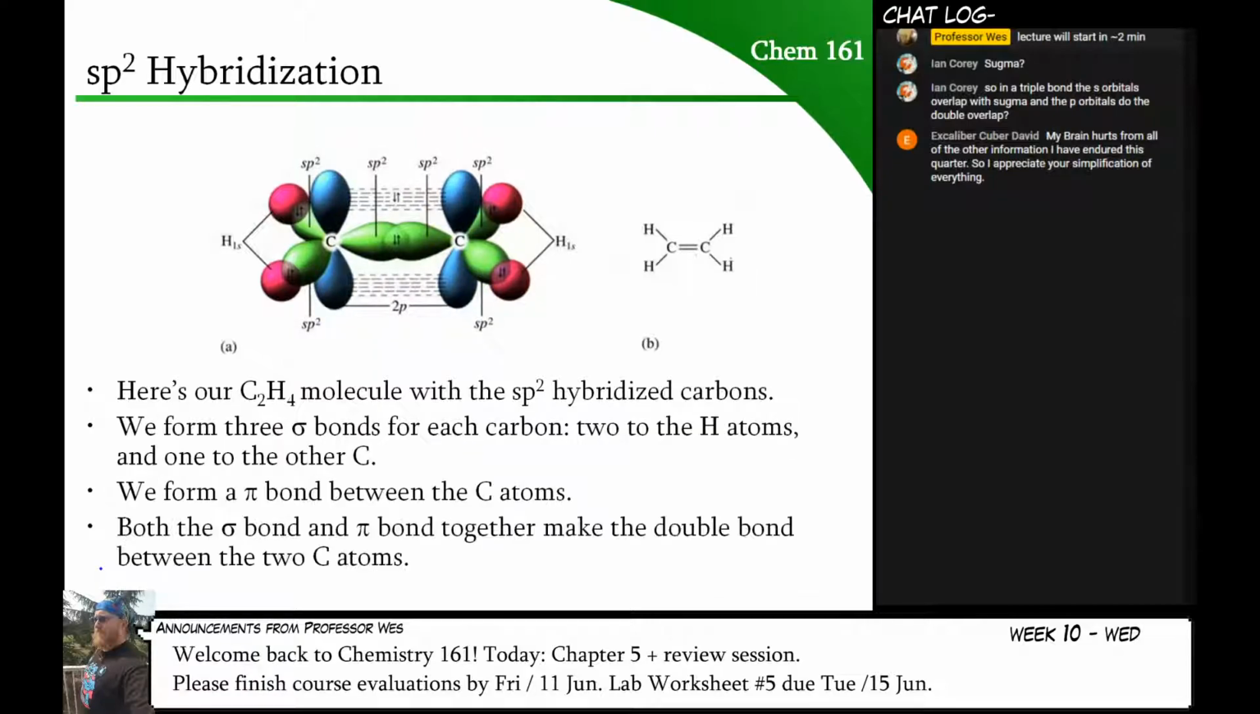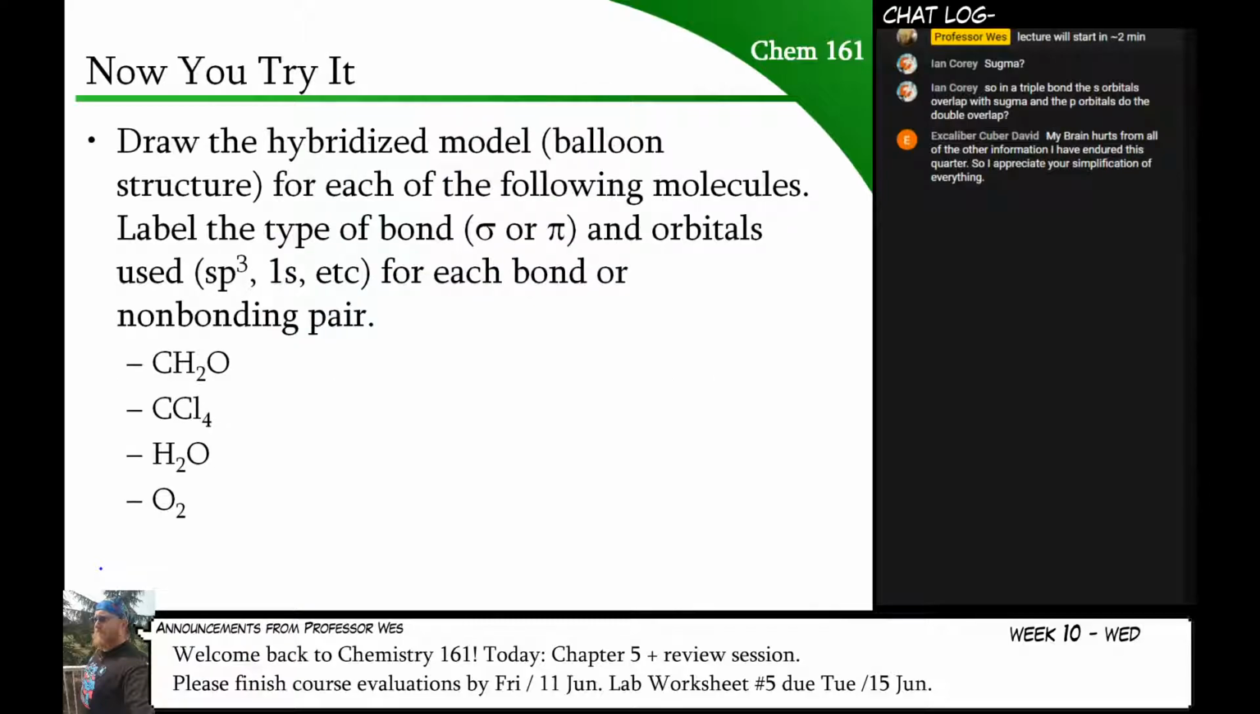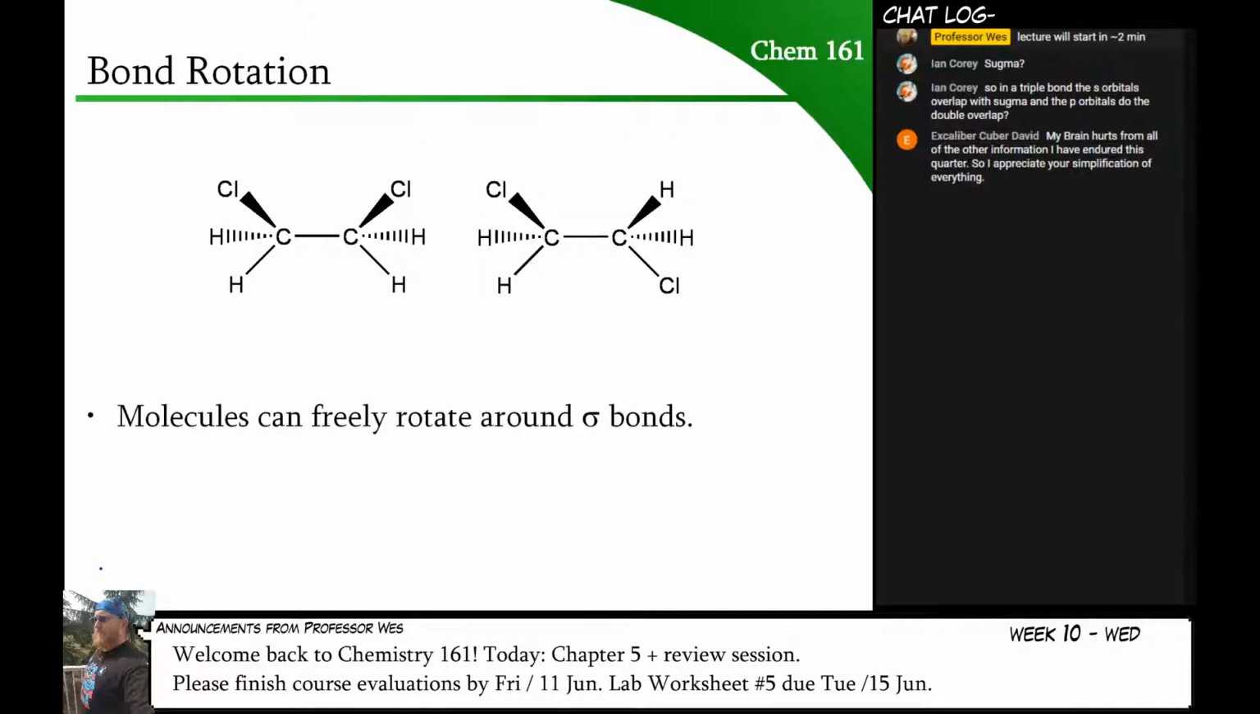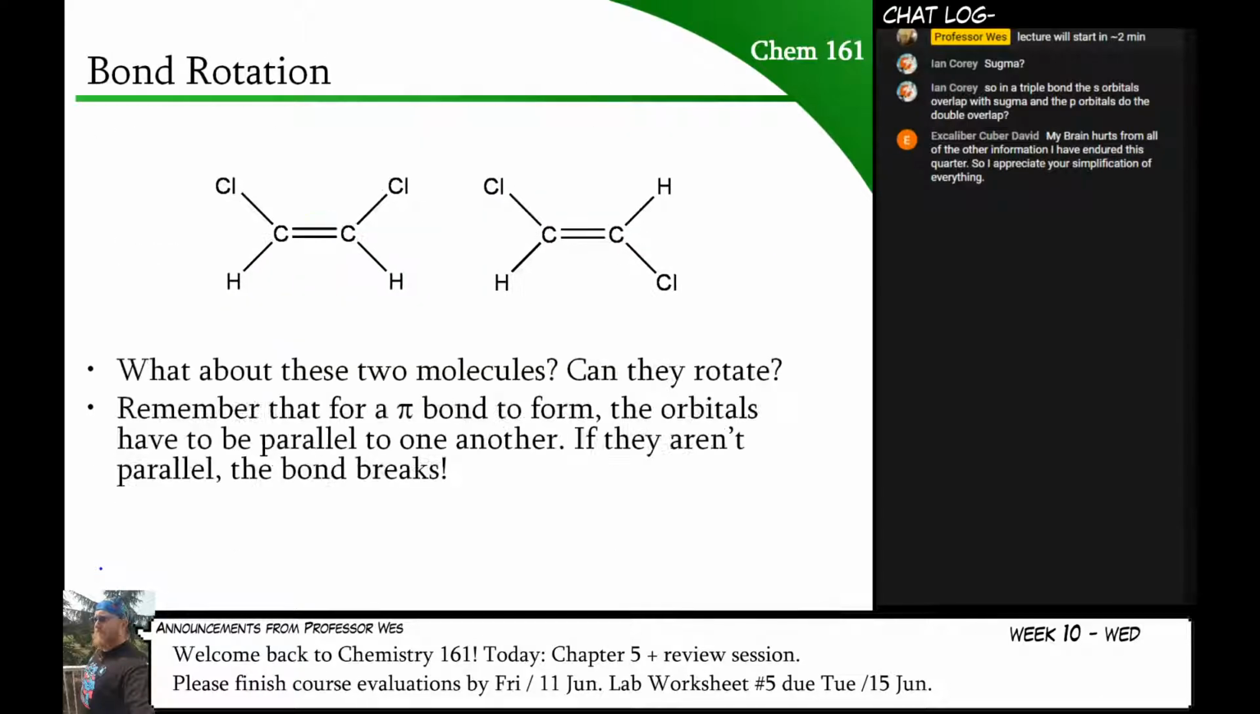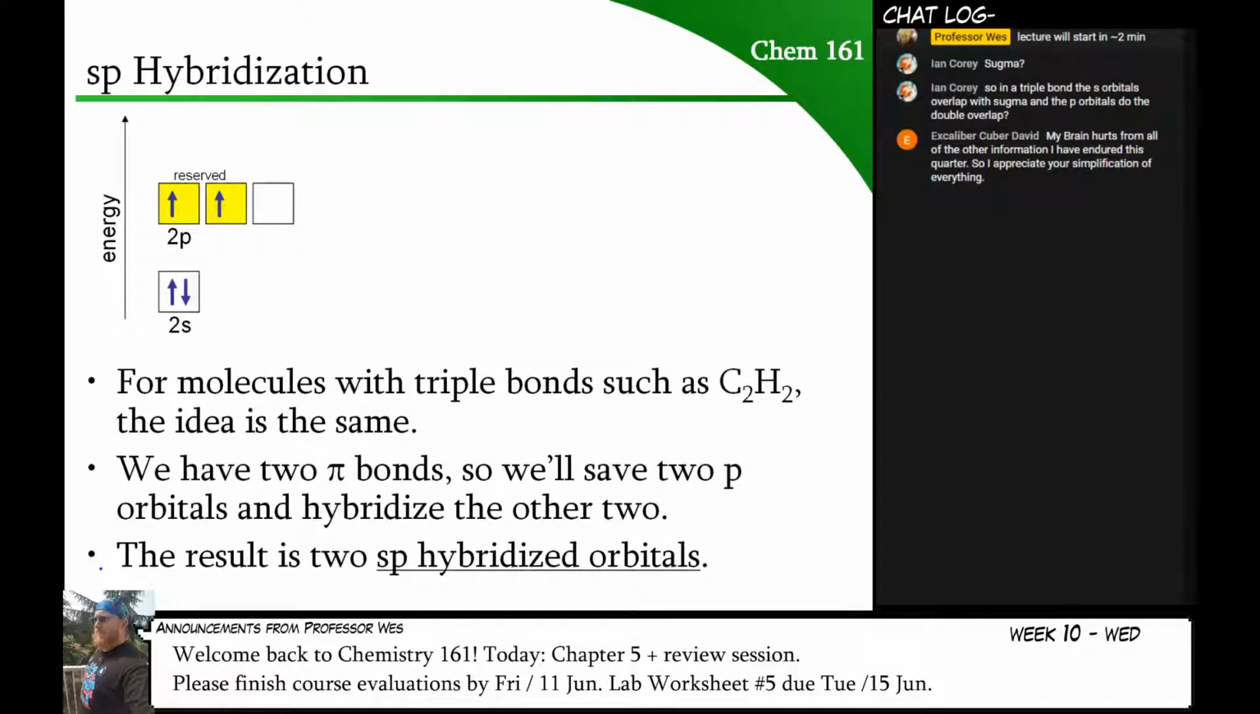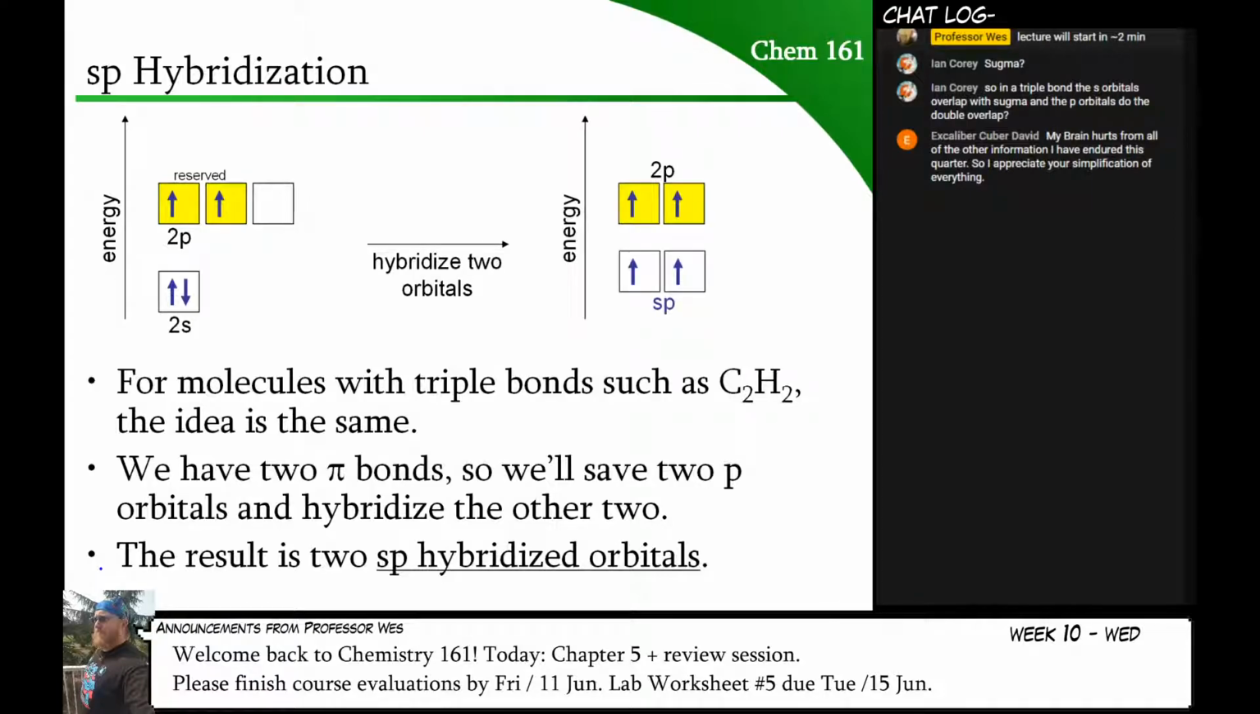And then finally, we can do that with sp. I'm not going to have you do these examples because we don't have time. I'm going to come back to bond rotation just a second here. For sp, I'm going to save 2 of my p orbitals so that I can make a linear arrangement.